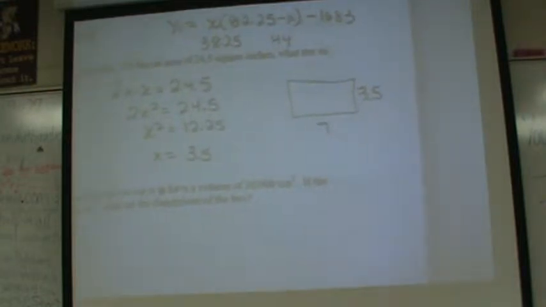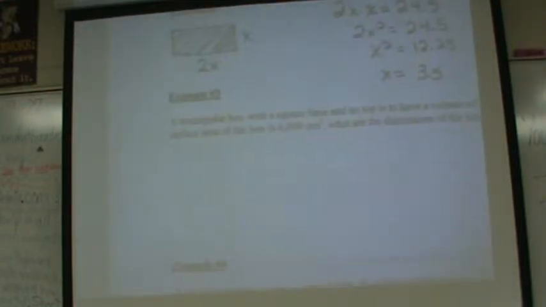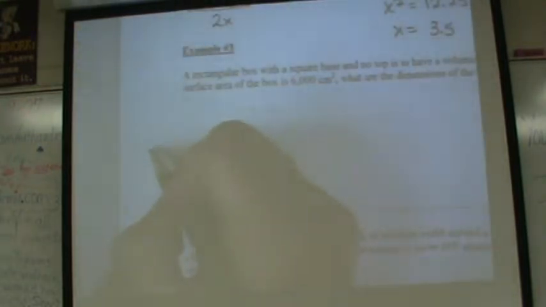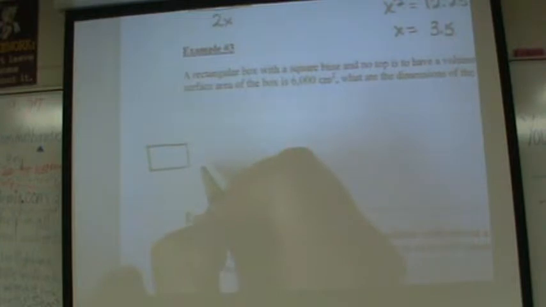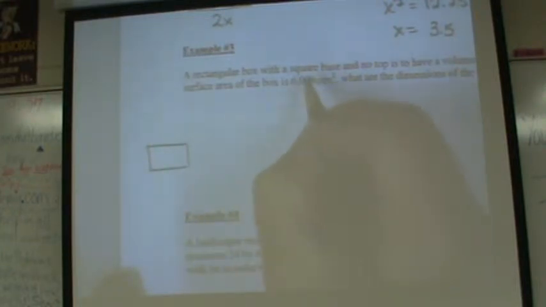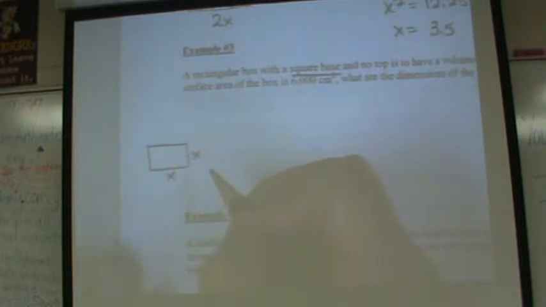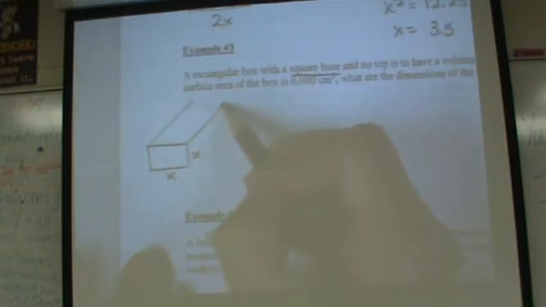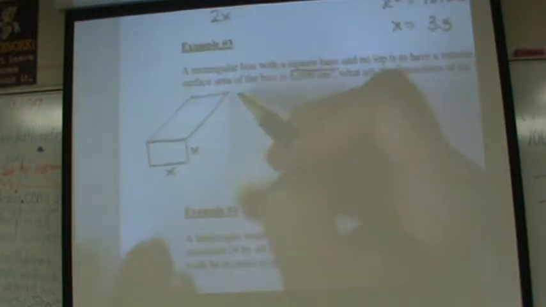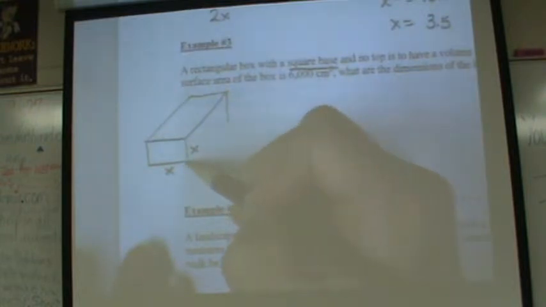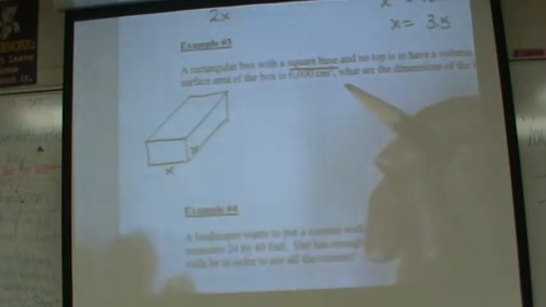Okay, now we're on example 3. We have a rectangular box. I'm going to draw it the best I can here. If it has a square base, that means that both of these sides, the length and the width, are the same. But rectangular means it's not square, so I'm going to make these sides longer. So think of maybe like a shoebox.